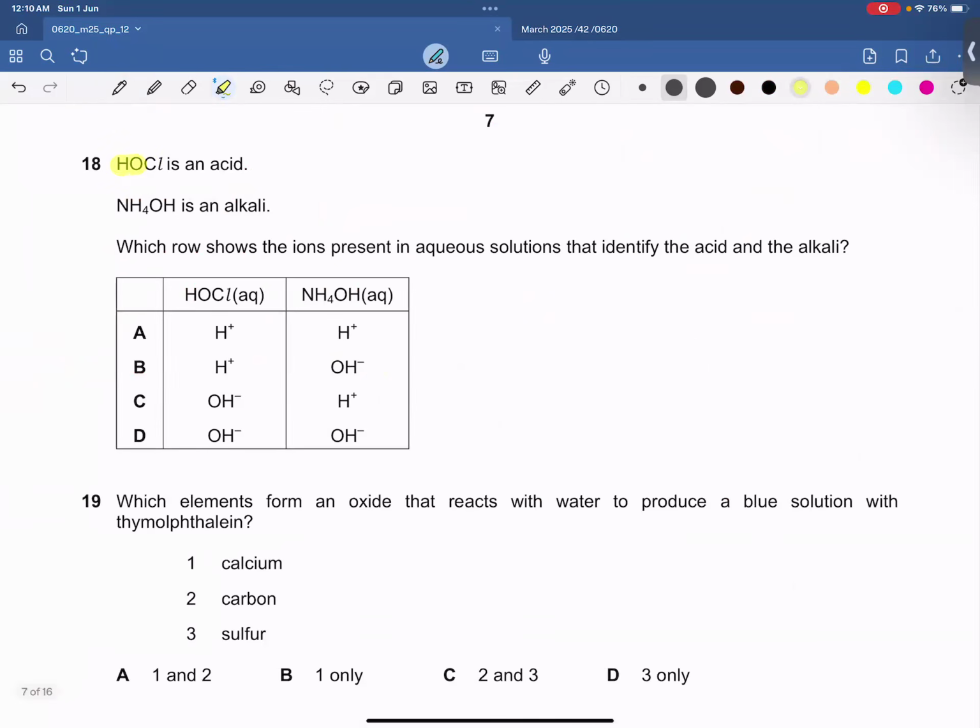HOCl is an acid. By the way, you need to remember the name of this acid. It's called chloric(I) acid. And the I in this bracket indicates that chlorine has an oxidation state of +1 in this molecule. Ammonium hydroxide is an alkali. Chloric(I) acid is an acid, so it donates hydrogen ion in aqueous medium.